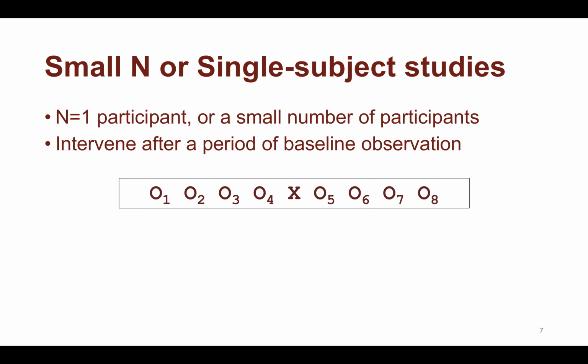So small n or single subject studies are studies that involve either one participant or a small number of participants, and you intervene as the researcher after a period of baseline observation. So in this example, there are 4 baseline observations taken, then the manipulation is introduced, and then there are 4 more post observations. So this could be referring to one group of a small number of participants, or it could be just referring to one participant.